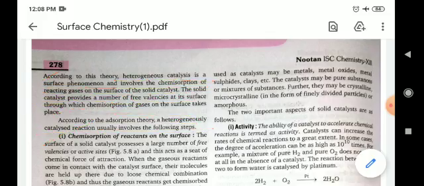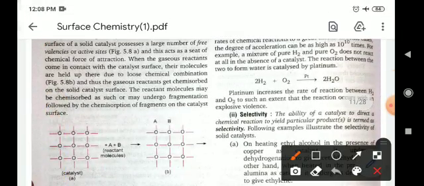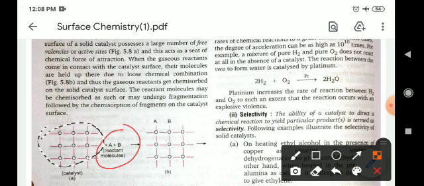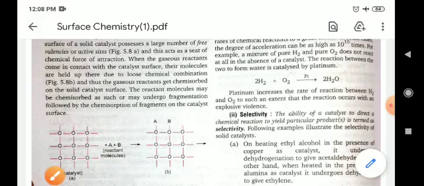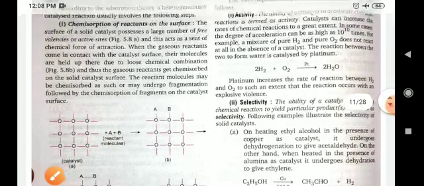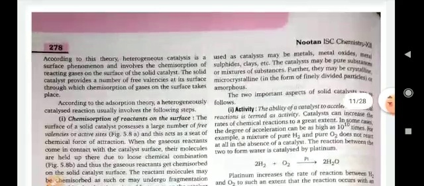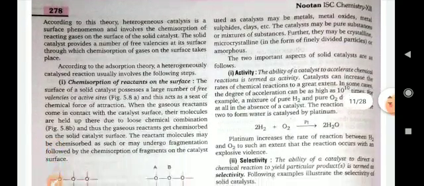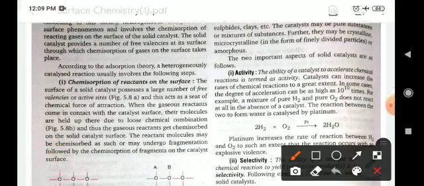Chemisorption of reactant on the surface. Firstly, there is a reactant molecule and there is the catalyst. The reactant will go to the catalyst surface and attach to it by bonding. This is known as chemisorption, and after that it will perform its function and finally get removed.